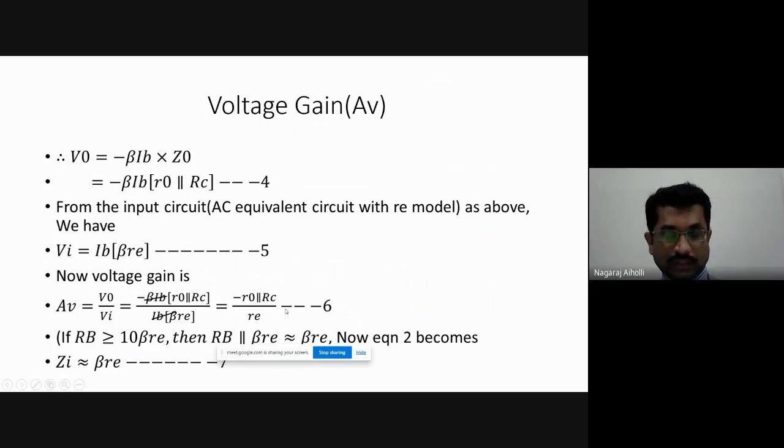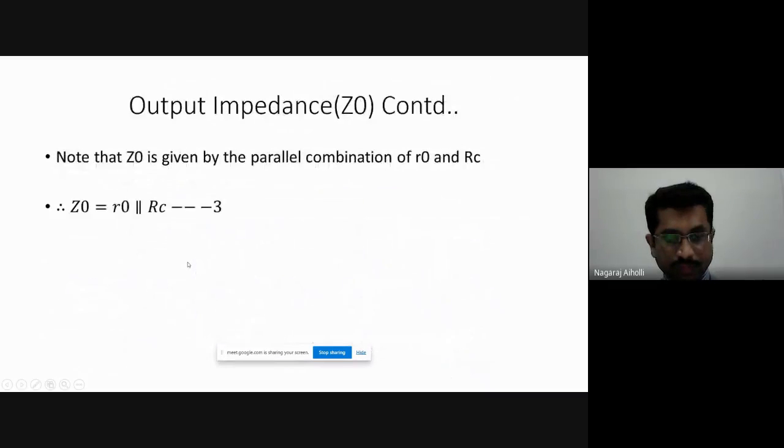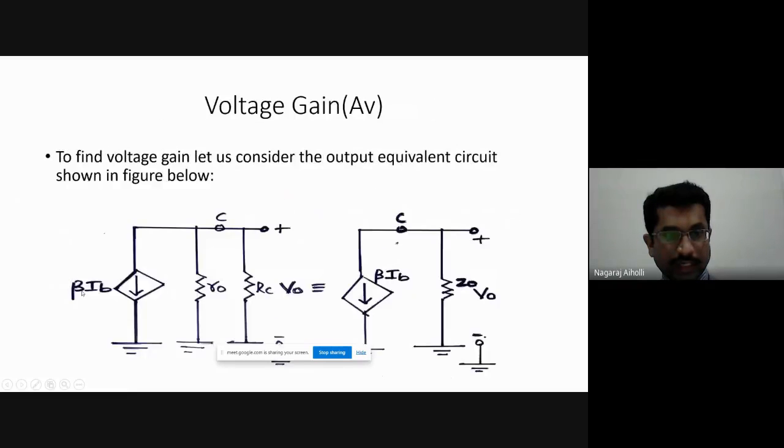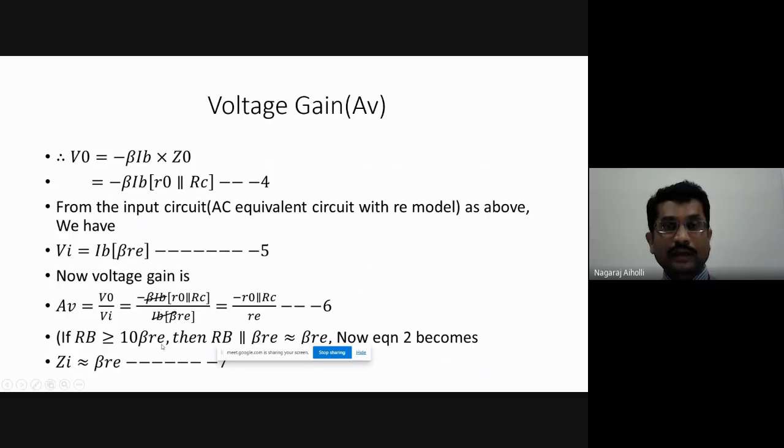Now here we have to apply two conditions for the fixed bias configuration. One is RB greater than or equal to 10 times beta re. So if RB is greater than or equal to 10 times beta re, RB parallel beta re will be how much? RB is 10 times beta re, in parallel with beta re. A large resistance in parallel with a small resistance will be the small resistance only. Therefore, we get beta re. Therefore, in equation 2, RB parallel beta re, that is 10 times beta re parallel with beta re, will be simply beta re. So Zi will be simply beta re under the condition RB is greater than or equal to 10 times beta re, remember.